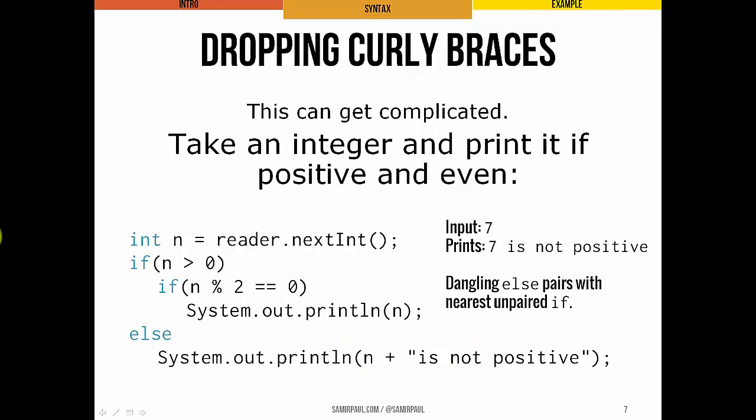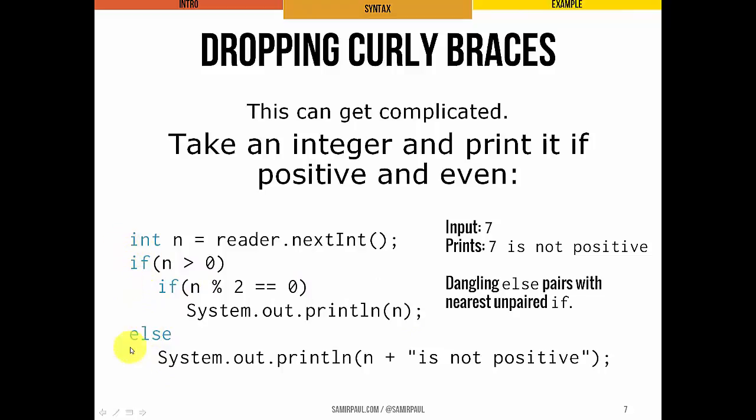So suppose we ran this and we input the number 7 as n. The print statement we're going to get back is going to be "7 is not positive." Now that's not what we expected, because we would think, okay, if n is greater than 0, well, it is greater than 0. Then check if n mod 2 is 0. Well, it's not, so we won't execute this, and neither would we execute the else.